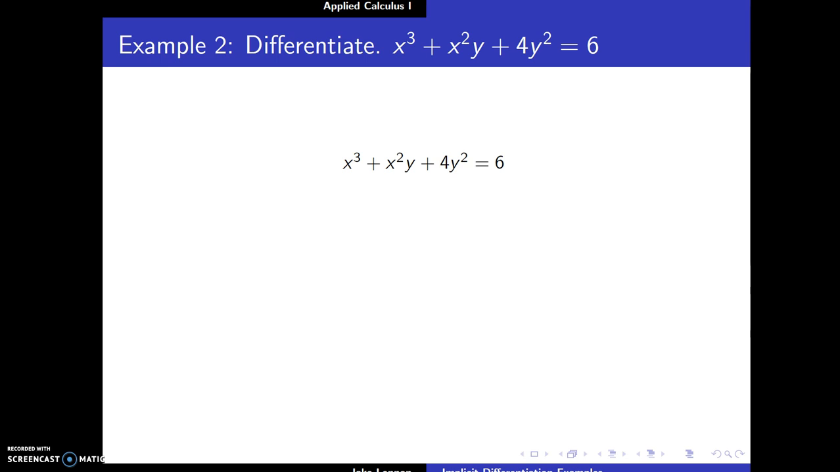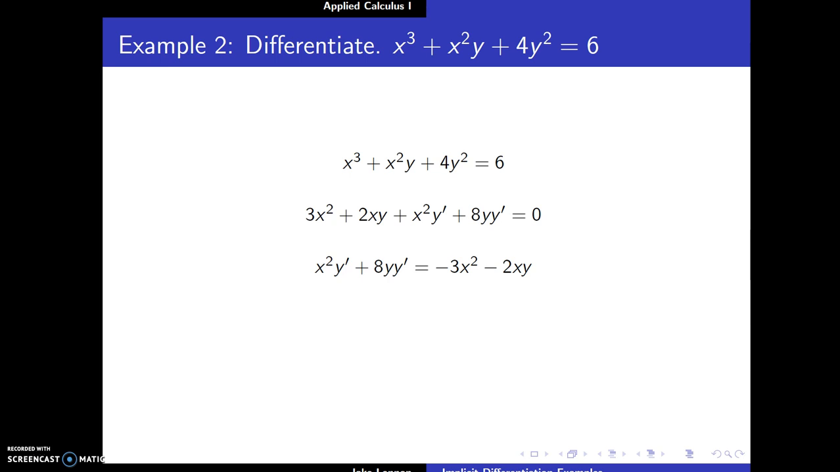So multiplying diagonally and adding, you would have 2xy plus x squared y prime. And then the derivative of 4y squared would be 8y times y prime. And then the right-hand side, the derivative of 6 would be 0. So we have 2 terms that have a y prime on them in this case. So what we're going to do is keep the y prime terms on the left, and we're going to subtract 3x squared and also subtract 2xy.